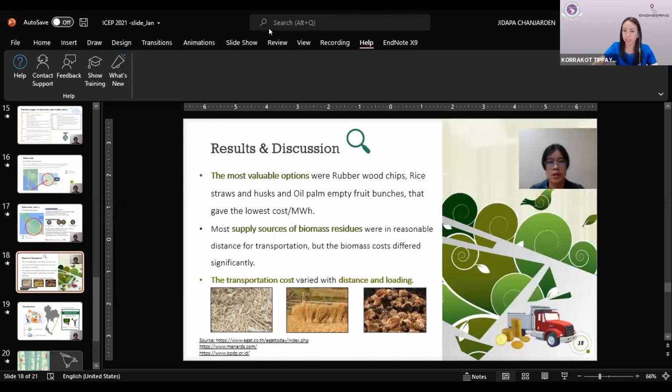Okay, sorry, Professor. In this work, we try to simulate what happens if the power plant switches the source of energy from the existing one to another source, so it will cost less in terms of transportation and material cost. So we generate this kind of database for the power plant industry. Thank you very much.